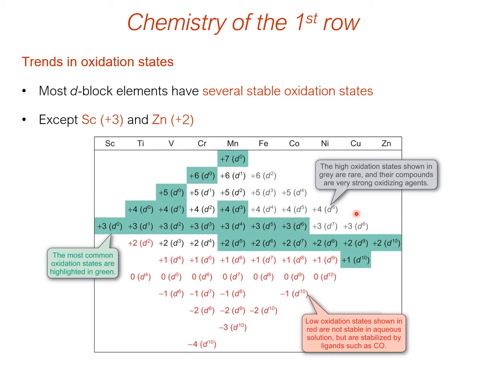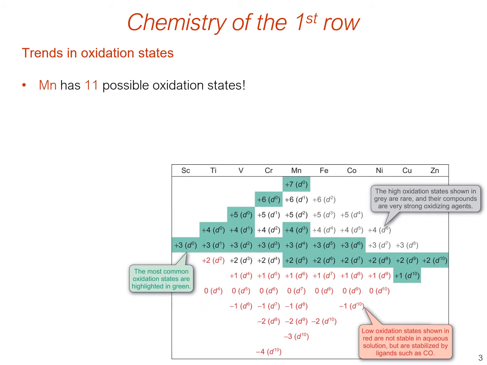The higher oxidation states, the ones in grey especially here, aren't very common, and this is just because they're extremely strong oxidizing agents. That's because these elements don't want to be in such a high oxidation state, so they want to gain an electron, they want to be reduced themselves and in turn oxidize something else.